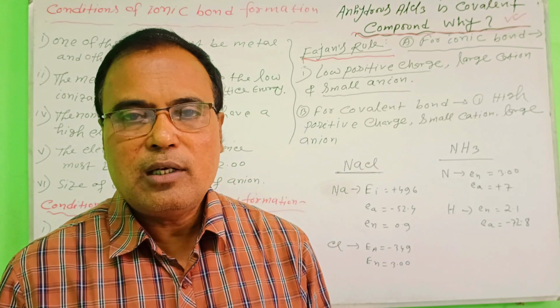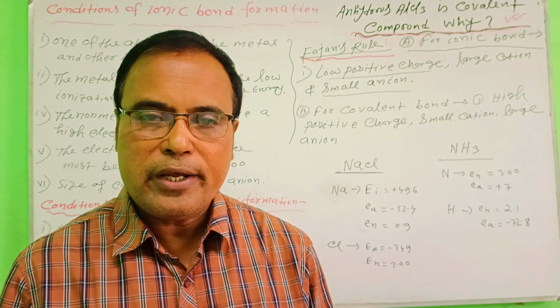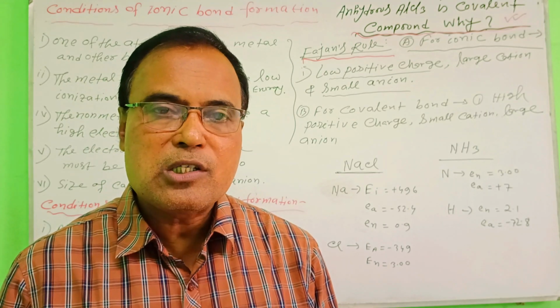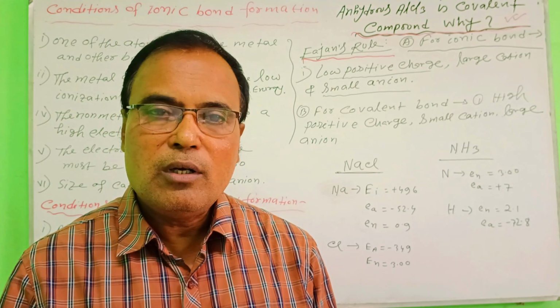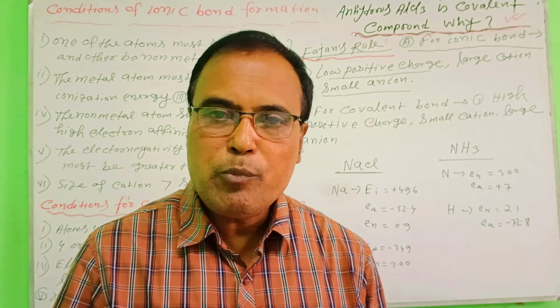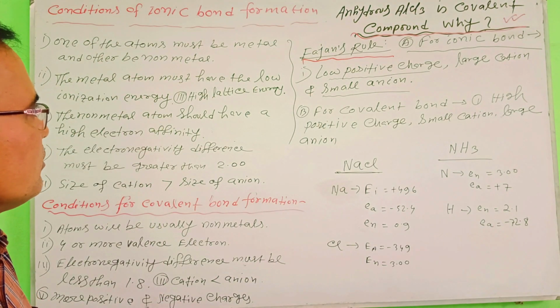Dear students, anhydrous aluminium chloride is a covalent compound. Why? Before answering the question, I will take 2 minutes to explain some key points that will help us to explain the answer. So the key points are conditions of ionic bond formation.